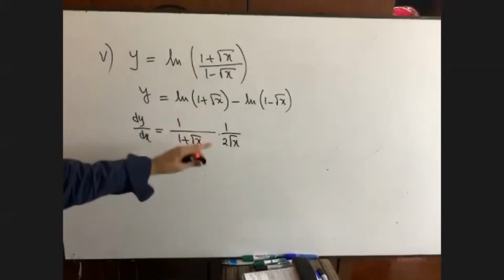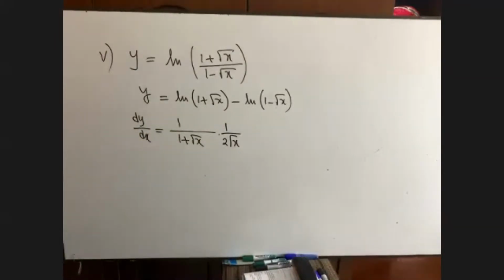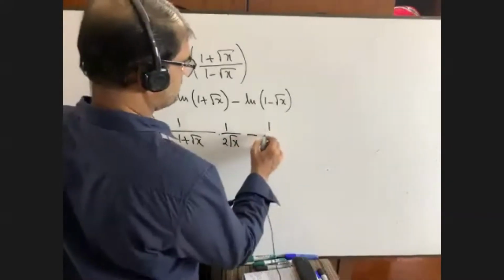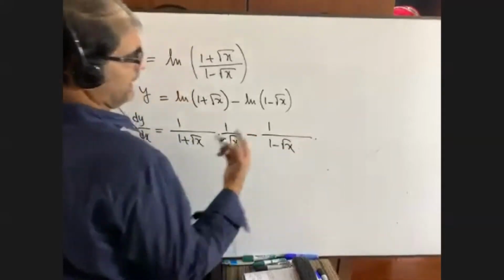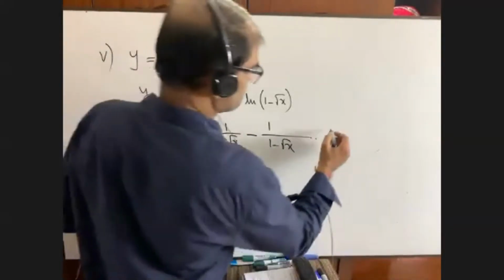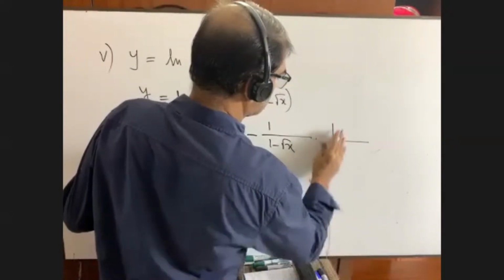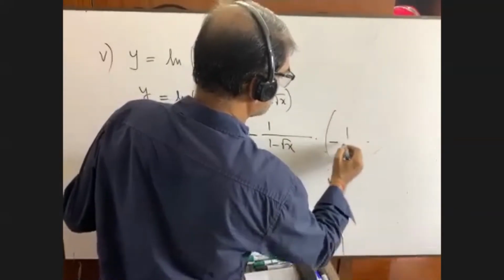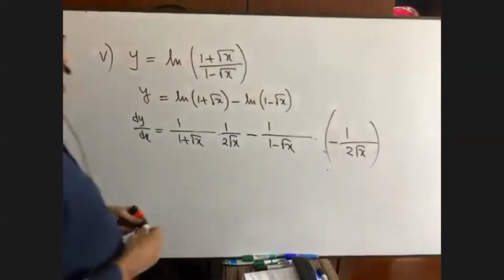Derivative of 1 is 0, plus root x is what? 1 by 2 root x. Then it is minus, 1 minus root x, and derivative of root x is 1 by 2 root x. As it is minus, so it is minus 1 by 2 root x. Have you got me?